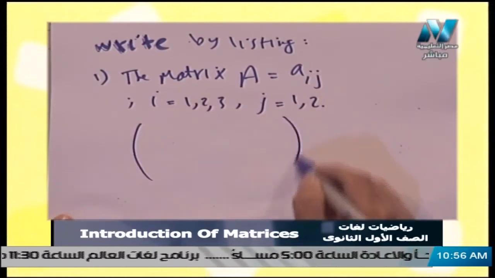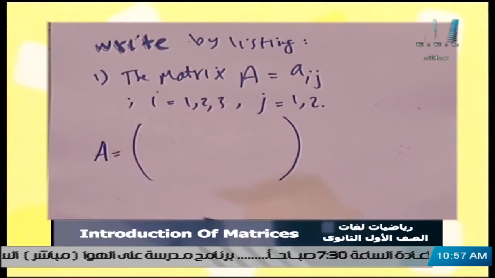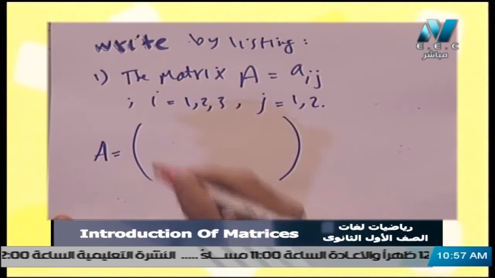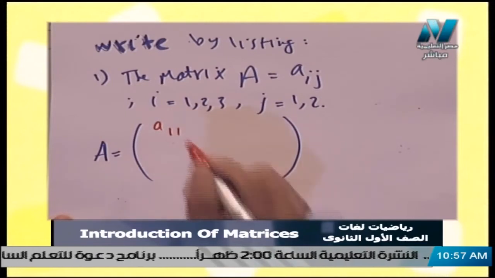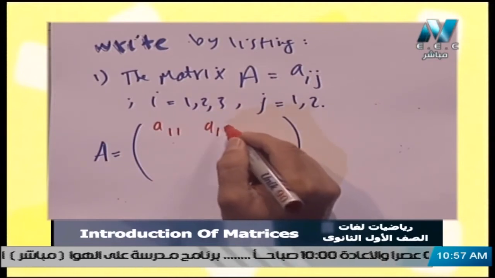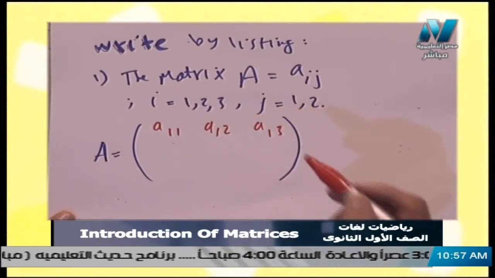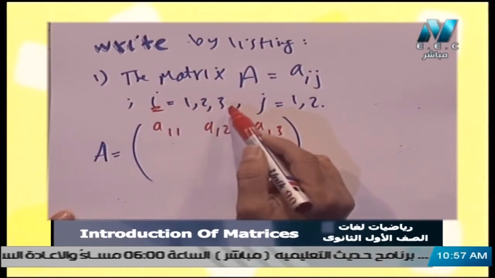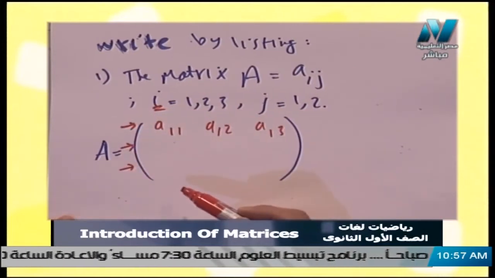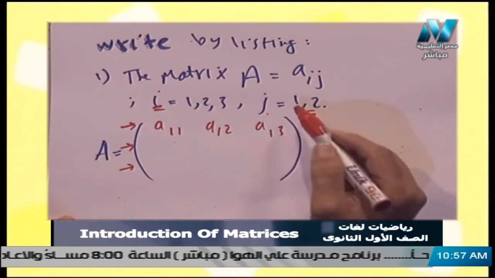We will draw two parentheses like that, and we have the capital letter A for the matrix, and we will write here A11, here A12, and A13. Okay, and i equals 1, 2, 3. So i here is the number of rows, 1, 2, 3. j expresses the number of columns. So we will have two columns.